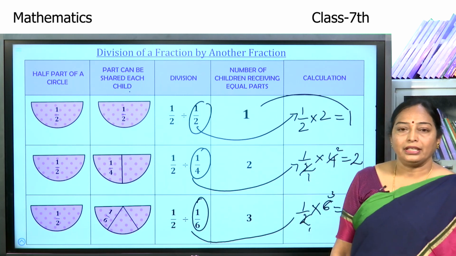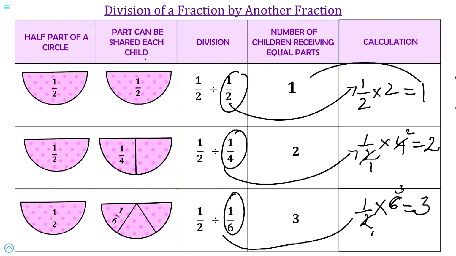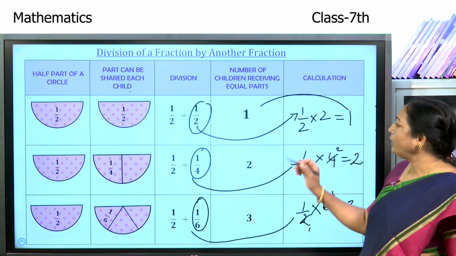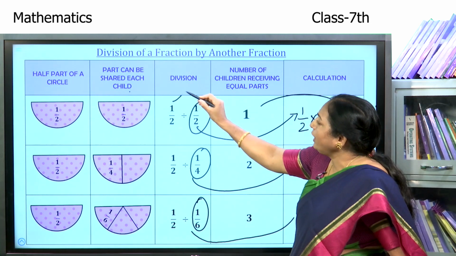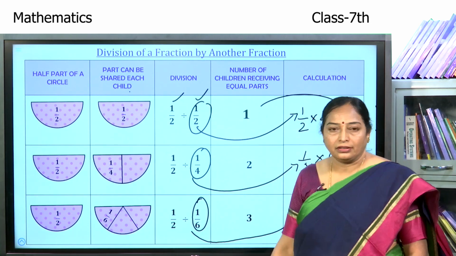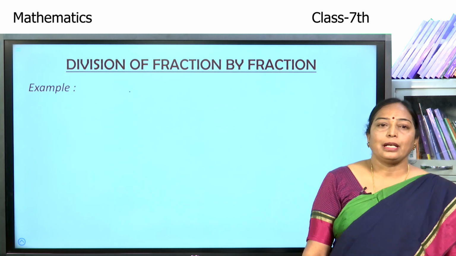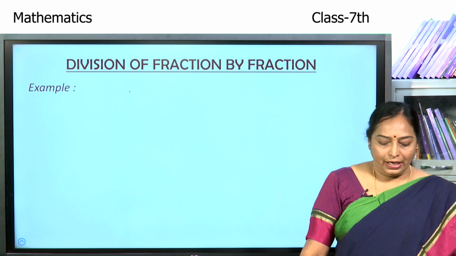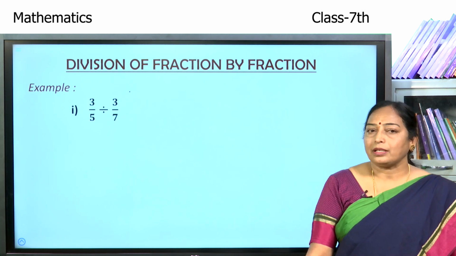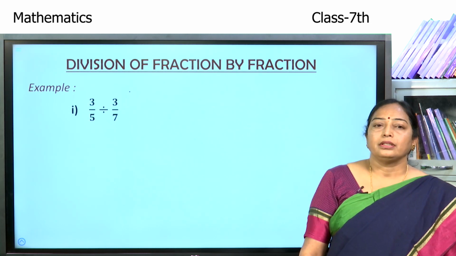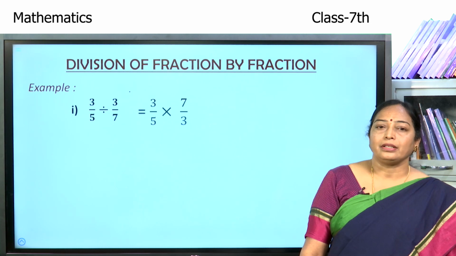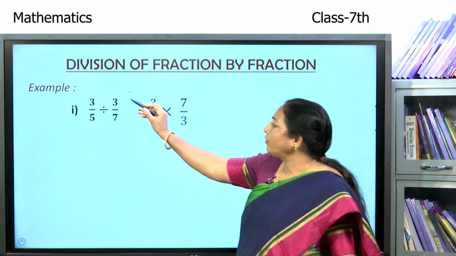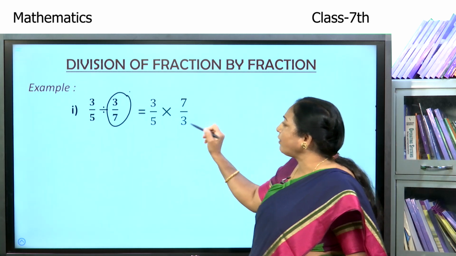From this activity, we understood how to divide a fraction by another fraction. By taking more examples, we understand the division of a fraction by a fraction. For example, 3 by 5 divided by 3 by 7. 3 by 5 is multiplied by the reciprocal of 3 by 7, that is 7 by 3.